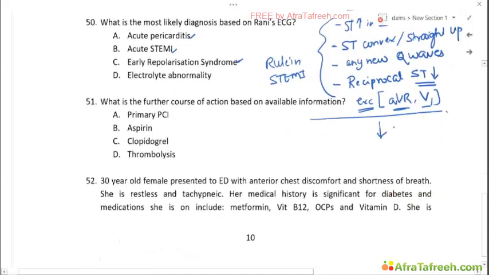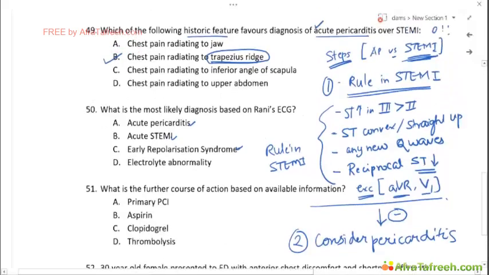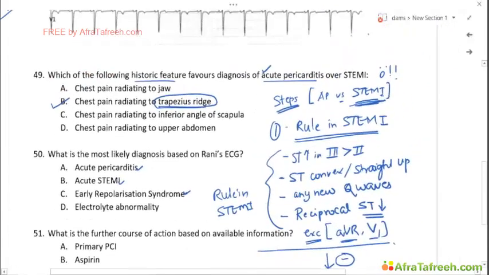If all of these are absent, the next step is to consider pericarditis. Okay, only after these can you consider pericarditis. So let's evaluate these steps.